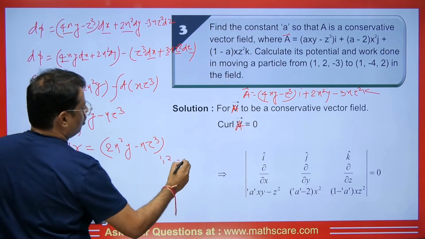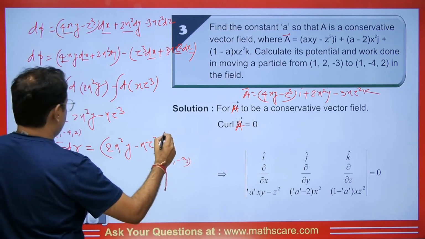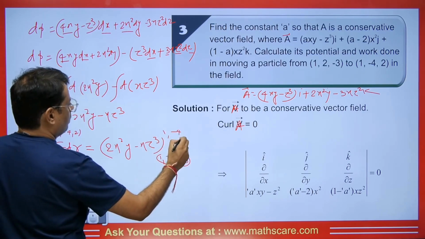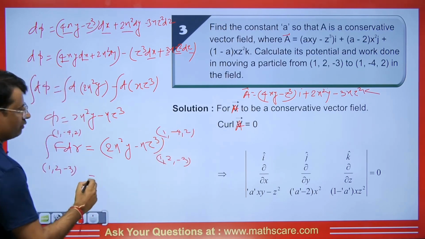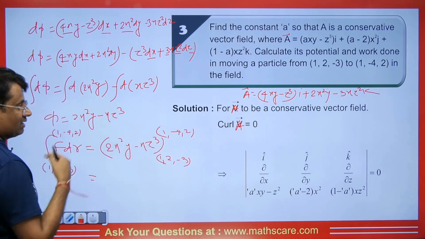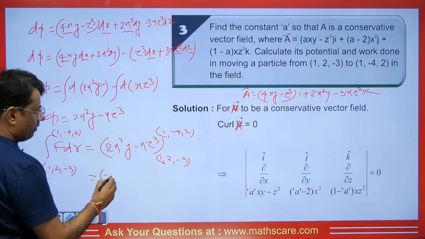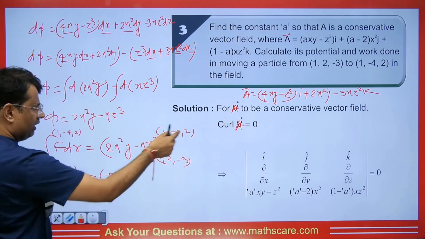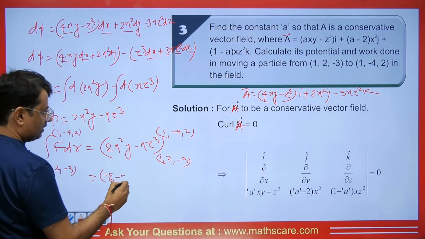This will be (1, 2, minus 3) and here we will write (1, minus 4, 2). And here what will we get? Right? Place the value. In place of x put 1 and in y put minus 4. Then it will be minus 8. 1 and 2. So students, this will be minus 8, right?